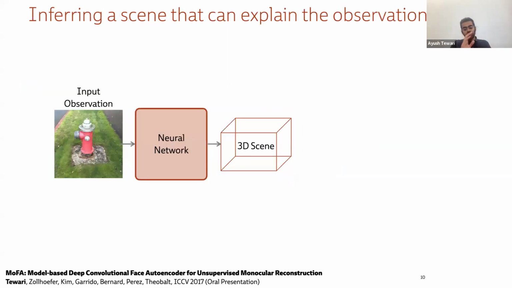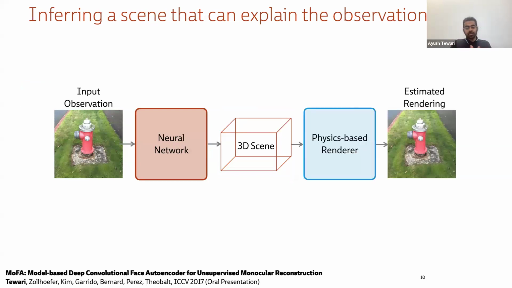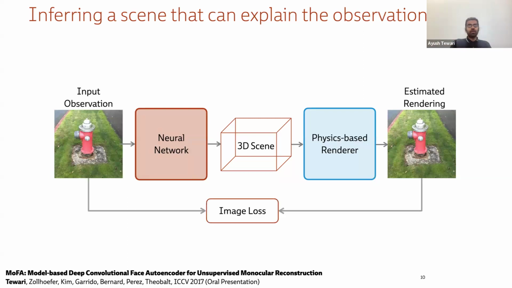So we had this neural network that gave us a 3D scene. And as we discussed, we don't really know what to do with the 3D scene. How do we tell the network what a reasonable 3D scene is? So what we can do is we can use our physics-based renderer, which does not have any learnable parameters. It's just a simulation of light, and we can use that to create an estimated rendering from similar conditions as the input observations. And then we can just evaluate how close the estimated rendering is with the input image.